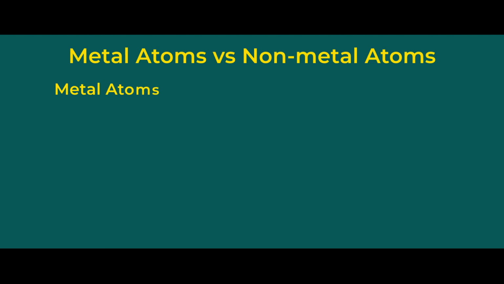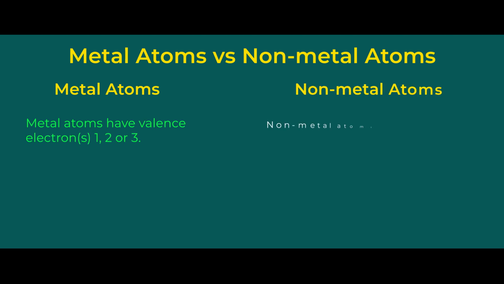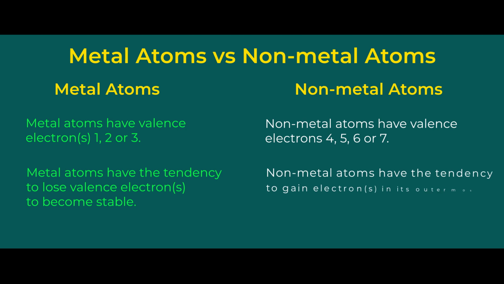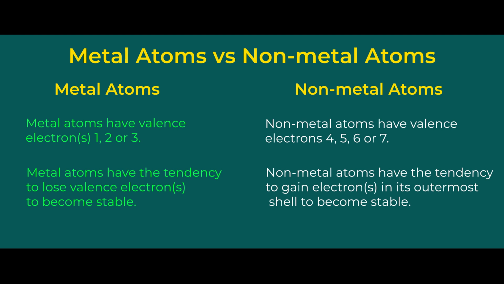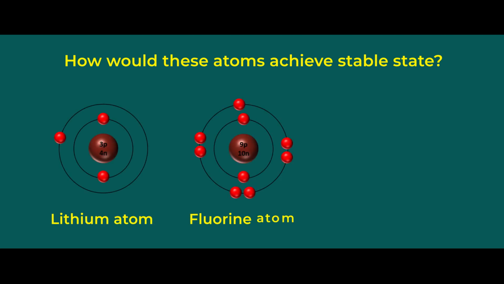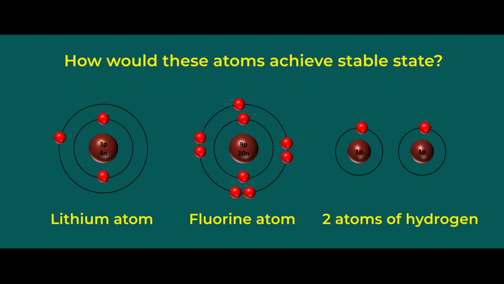Metal atoms have valence electron 1, 2, or 3. And nonmetal atoms have valence electrons 4, 5, 6, or 7. Metal atoms have tendency to lose electron and become stable, and nonmetal atoms have tendency to gain electron and become stable. How would these atoms achieve stable state now? The atoms are lithium, fluorine, and 2 atoms of hydrogen.